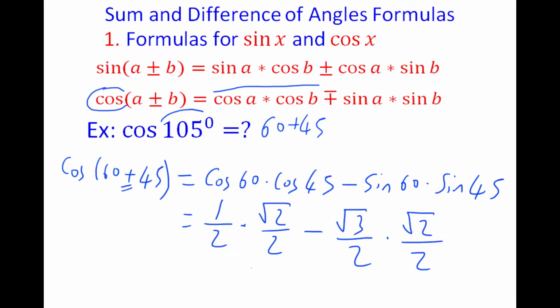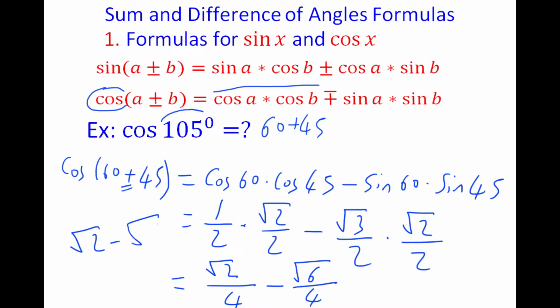divided by 2, guys. And in the next step, we're going to multiply numerator by numerator and denominator by denominator. So we're going to have square root of 2 divided by 2 times 2 is 4, minus square root of 3 times 2 is 6 divided by 4. Because denominators are same, we can subtract the numerators. And once you do it, then we're going to have square root of 2 minus square root of 6 divided by 4, guys. As you can see, square root of 6 is greater than square root of 2, right?